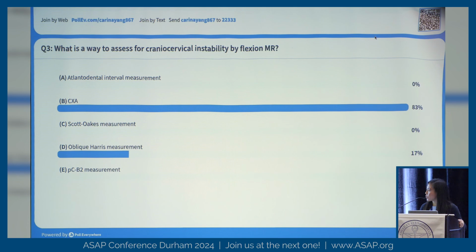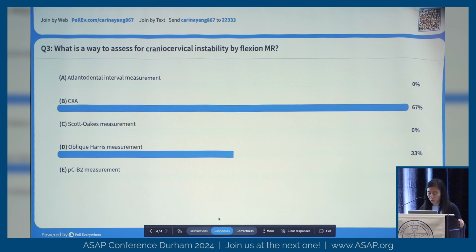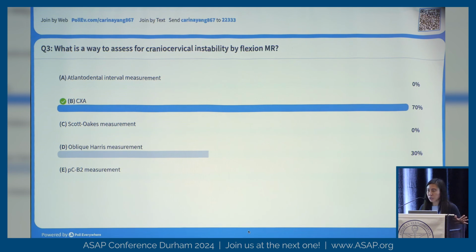All right. Looks like you guys were all paying a good amount of attention. We have some people questioning maybe an oblique Harris, so very close, but yes, the correct answer is CXA. Atlantodental interval is used more in atlantoaxial instability, so that wasn't discussed today. CXA, clival axial angle, is the correct one.